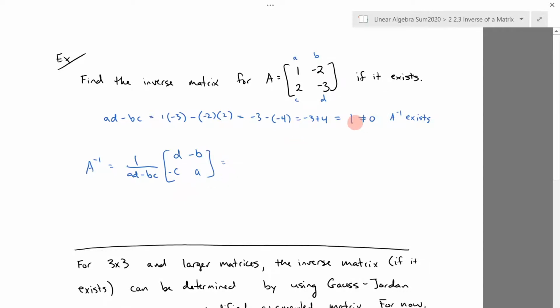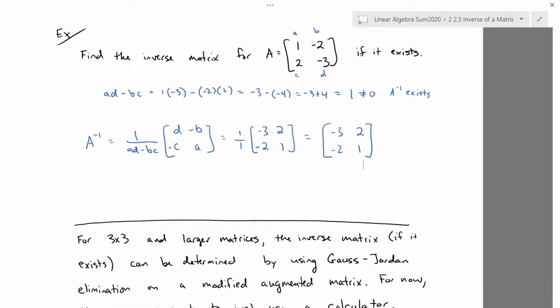So AD minus BC was 1, right? So this is 1 over 1. And I switch these two. So negative 3 and 1. And then these have opposite signs. So this becomes a positive 2. This becomes a negative 2. So I get negative 3, 2, negative 2, 1 as the inverse matrix.